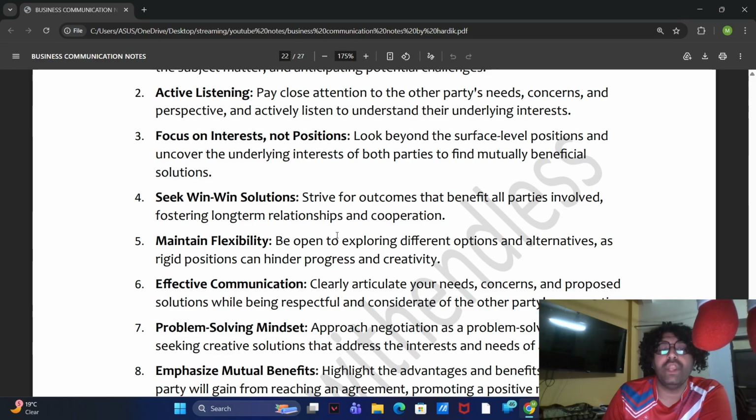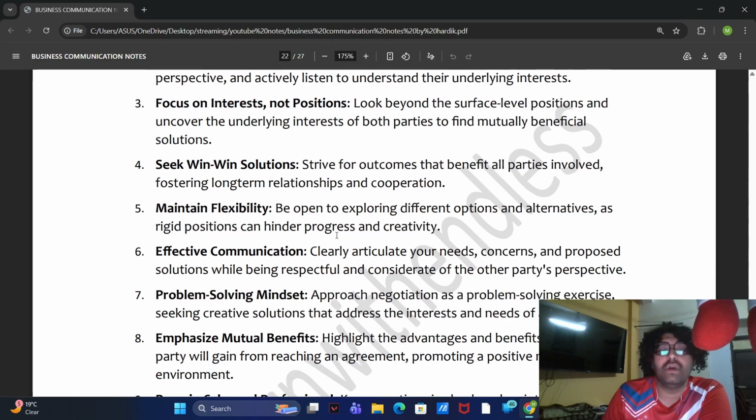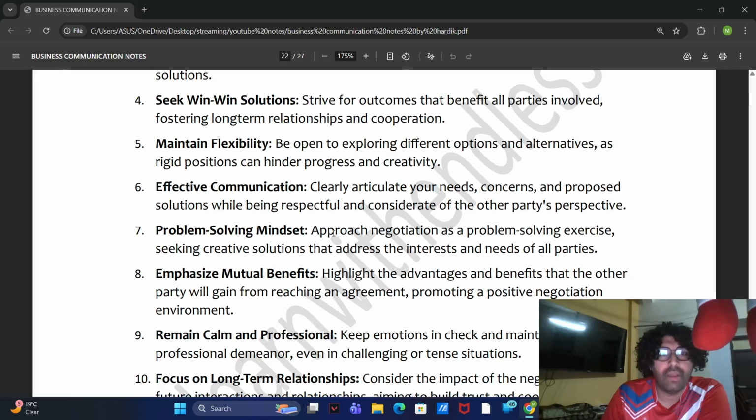Seek win-win solutions. Strive for outcomes that benefit all parties involved, fostering long-term relationships and cooperation. Maintain flexibility. Be open to exploring different options and alternatives, as rigid positions can hinder progress and creativity. Effective communication. Clearly articulate your needs, concerns, and propose solutions while being respectful and considerate of the other party's perspective.